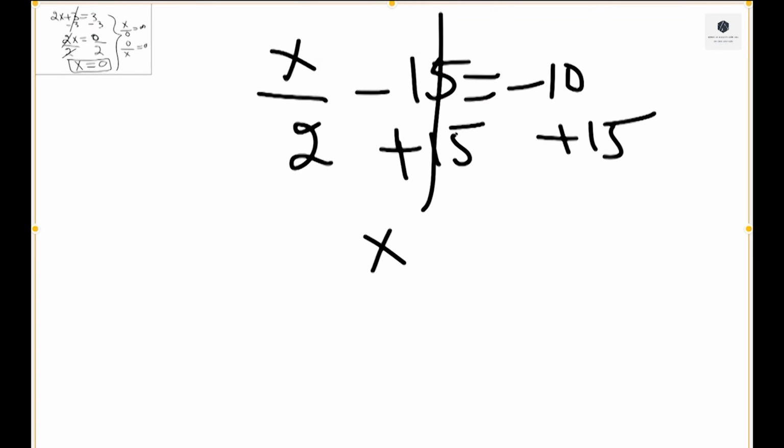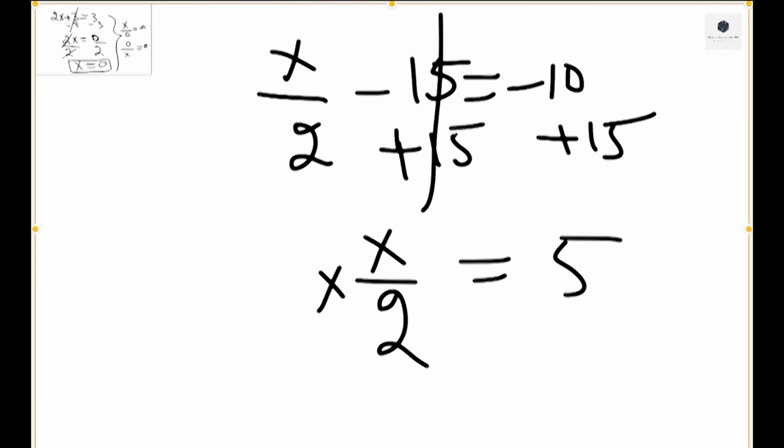Many people make the same mistake. They want to get rid of 2 first, and then get rid of minus 15, and they get the wrong answer. So remember, don't make this mistake. x divided by 2 equals minus 10 plus 15, which is 5. Now I have to get rid of this 2.